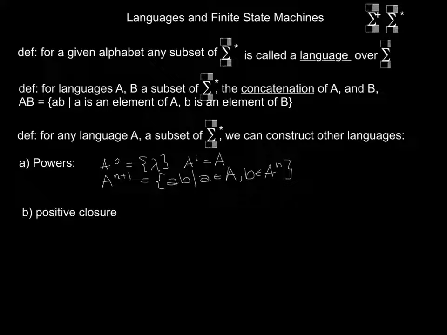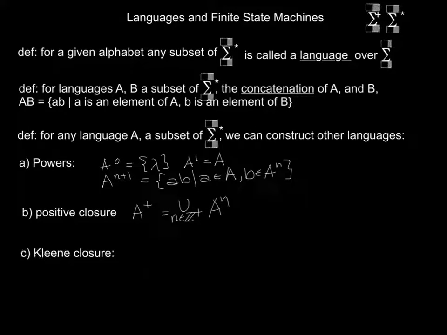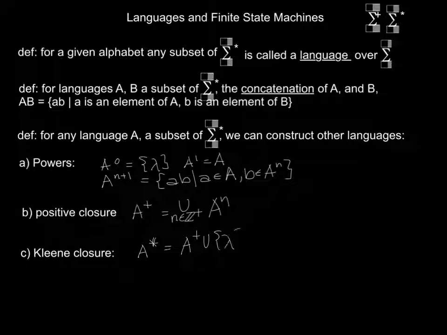The next language we can make from A is called the positive closure. The positive closure is denoted A plus, and is equal to the union of A^n, where n comes from the positive integers. And last, we have the Kleene closure, also called the Kleene star. So A star is equal to A plus union the null set.